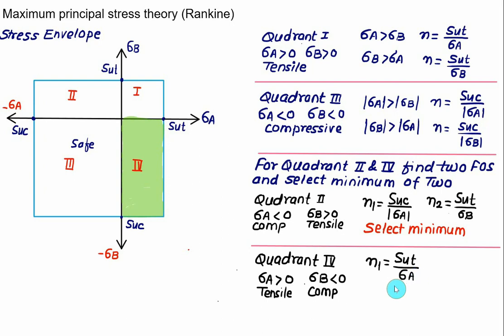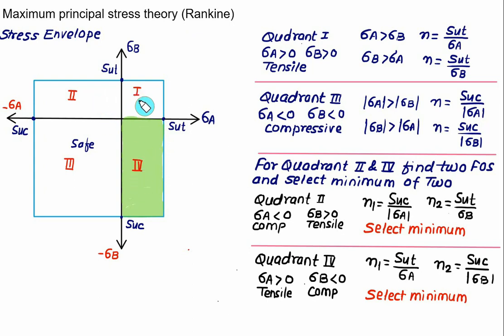And the second factor of safety you have to calculate based on sigma B, which is compressive. So N2, since it's compressive, you have to compare with SUC divided by the modulus of sigma B, since it's a negative value. Again you have to select the minimum of the two factors of safety, N1 and N2. In this fashion we can calculate the factor of safety in the case of the maximum principal stress theory, that is, the Rankine theory. The problem is here only with the second quadrant and the fourth quadrant.